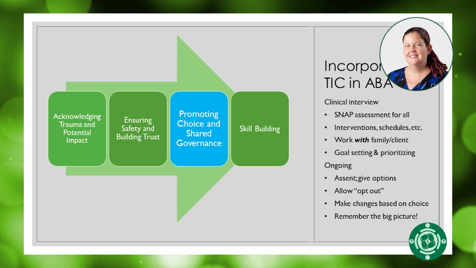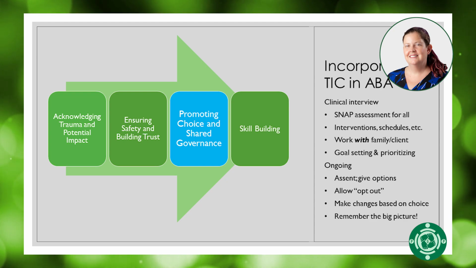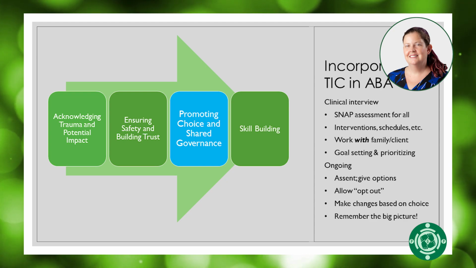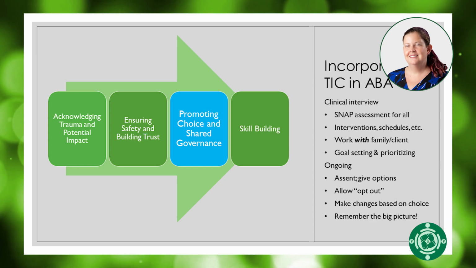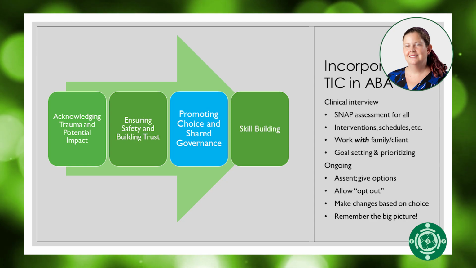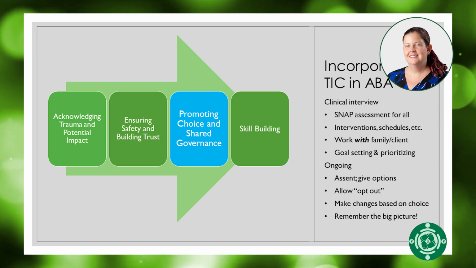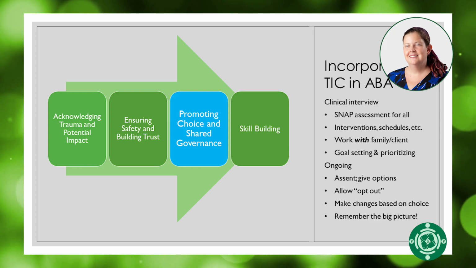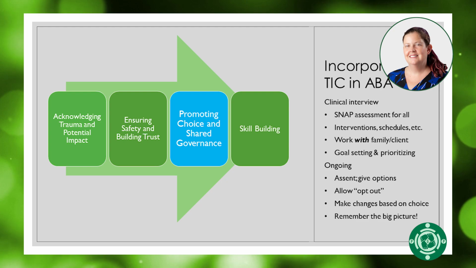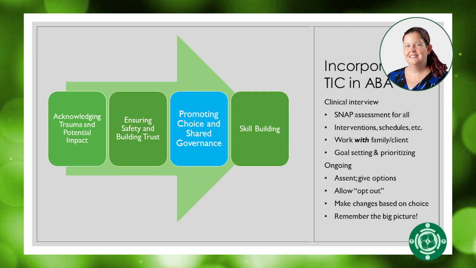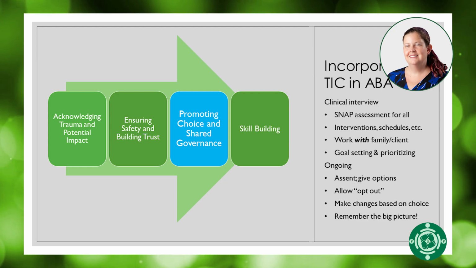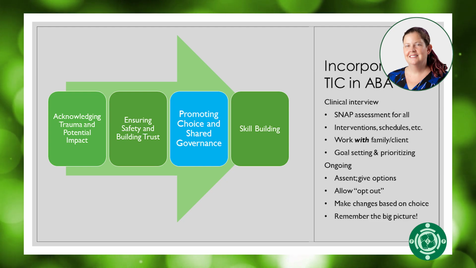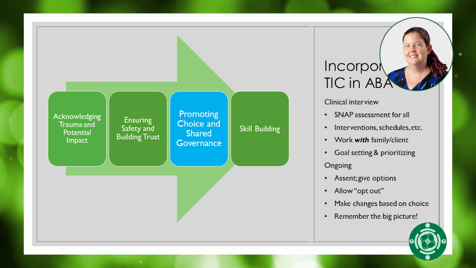So the third part here is promoting choice and shared governance. So that SNAP assessment is a great way to identify the client's current repertoire and what they tend to prefer so that we can give them available choices that actually make sense and something that they would want to choose. That way we can allow choice and shared governance when we work with the caregivers as well as the client. We use a schedule that works for them. We prioritize those skills and interventions and set goals based on the feedback that we got.